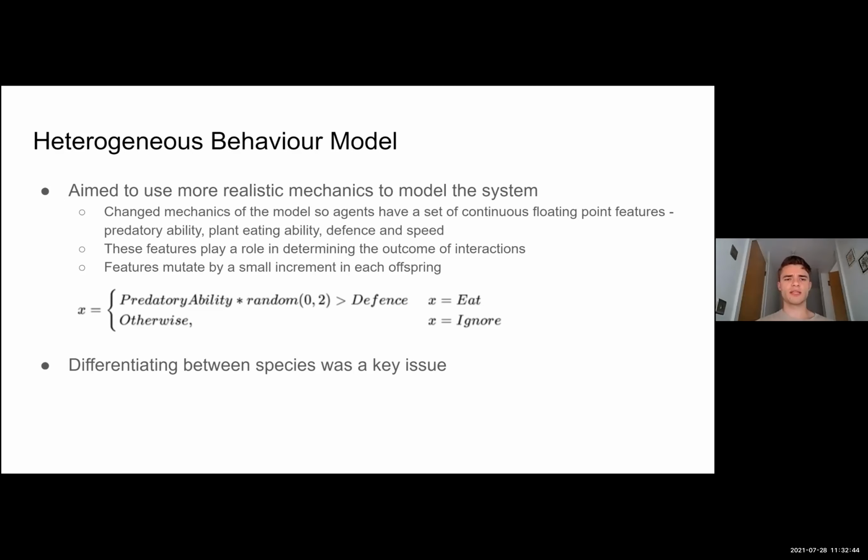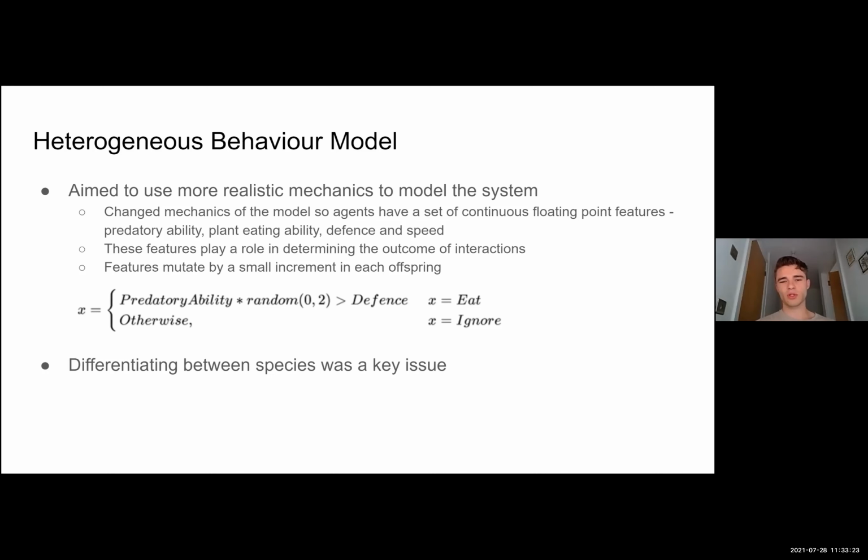So this led on to the heterogeneous behavior model, because I thought we'd reached the limits of what was possible using the previous model mechanics. So with this model, I aim to more fundamentally change the mechanics of the system. So the agents would, instead of being represented by discrete values, be set by a set of continuous floating point values, which in the case of this model were predatory ability, plant eating ability, defense, and speed.